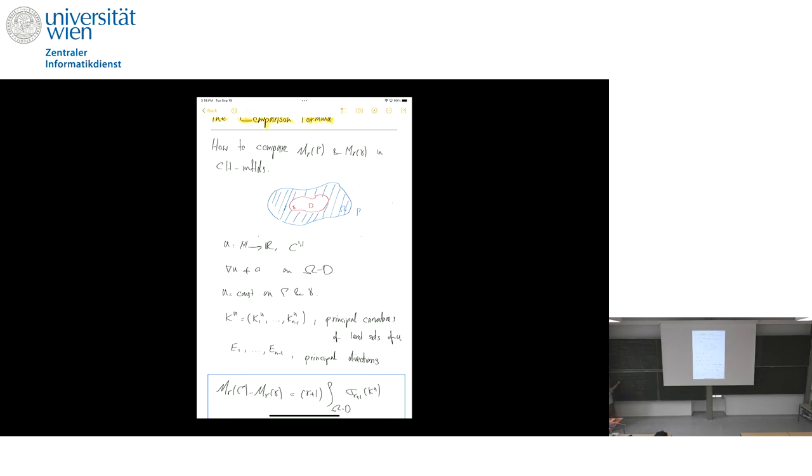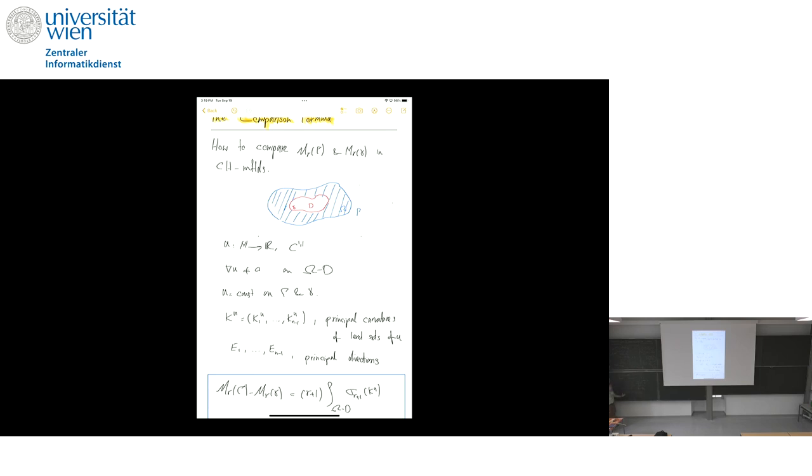And this kappa_i indicates the principal curvatures of the level sets. e_1 to e_{n-1} indicate the corresponding principal directions. So principal curvatures are the eigenvalues of the shape operator. Principal directions will be the corresponding eigenvectors. And the nth one, e_n, is just the normal, which is the gradient of u.